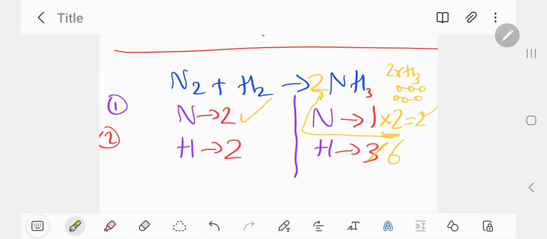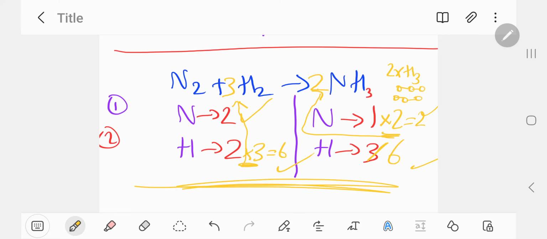2 and 6. Now, how do we turn the 2 into a 6? Common factor with 2 and 3 is 6, right? So it's 3. 2 times 3 is 6. It's the only way to get 6. And that 3 goes at the front of the hydrogen. So now you have 6 hydrogen, and now they're balanced. Okay, and that's how you balance chemical equations.